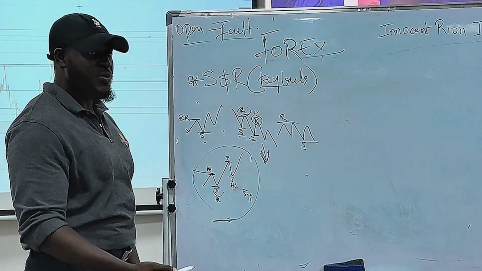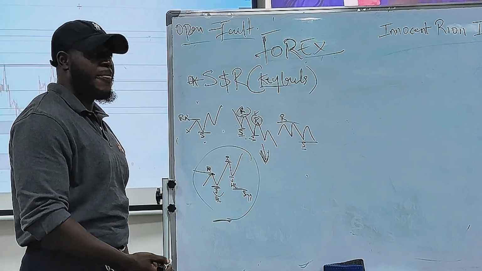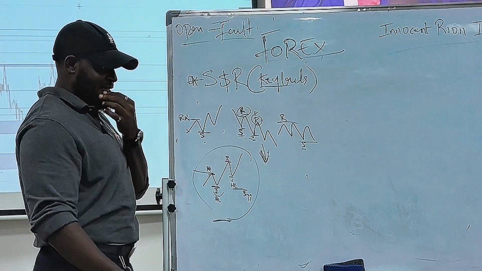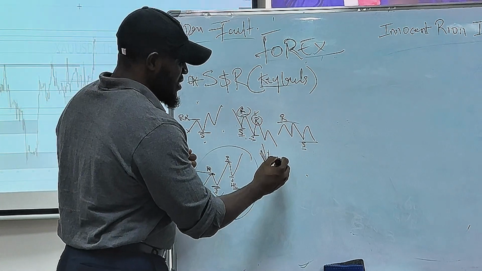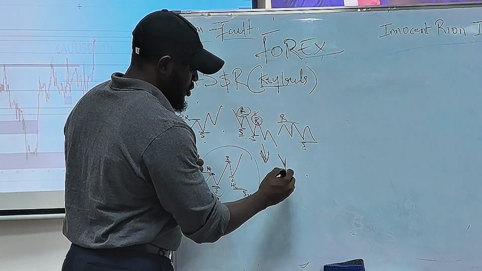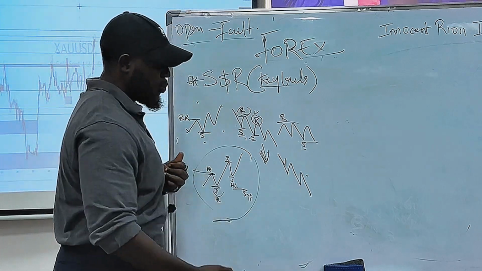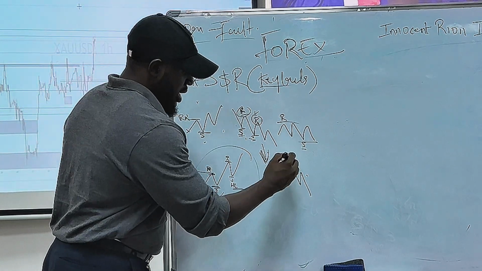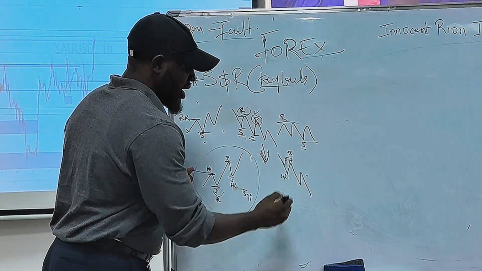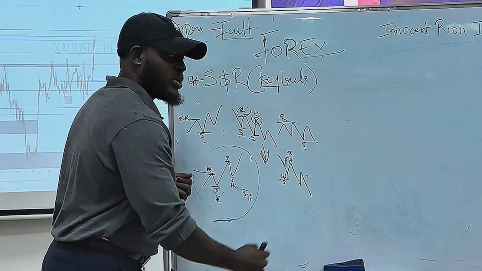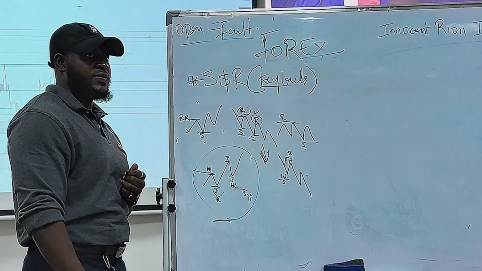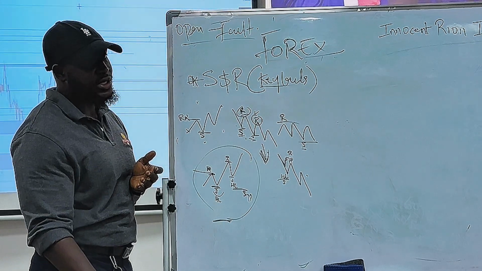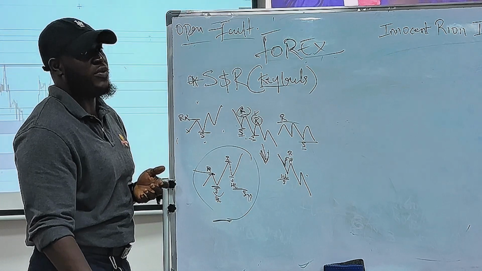Now, in market structure, there's something we call weak highs and weak lows, or strong highs and strong lows. You get? So now, in a bearish structure, we want to see weak lows and strong highs, which are stronger resistance and weaker support levels. And like we said, trading is a game of probabilities. We always want to edge the probability in our favor.